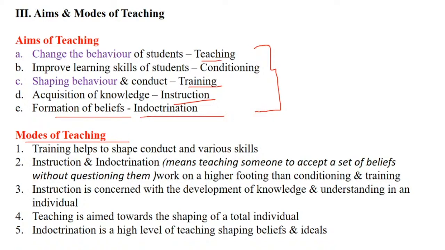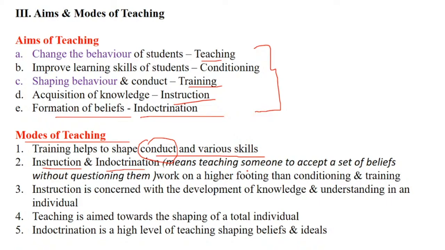Okay, so when we talk about modes of teaching, it is an extension for your aims, okay, in the form of sentences. Training helps to shape conduct and various skills. It means shape the behavior is nothing but the conduct, and helps to learn various skills. Now, when we say instruction and indoctrination, it means that it helps to teach someone to accept certain set of belief without questioning them. Like for example, instructions at the initial level, at a primary level, from the teacher comes in, wherein the teacher has to give instructions and students have to follow those instructions without questioning them, because those instructions are important in order to go ahead.